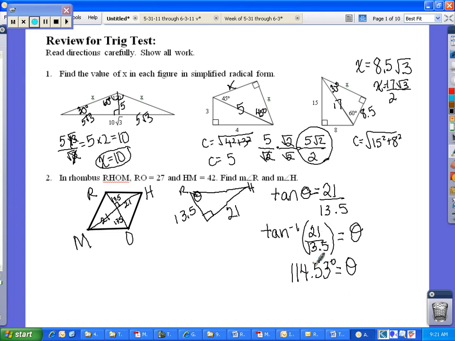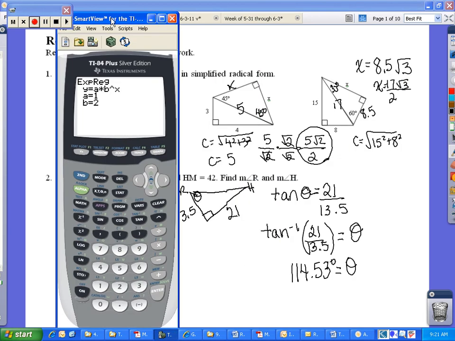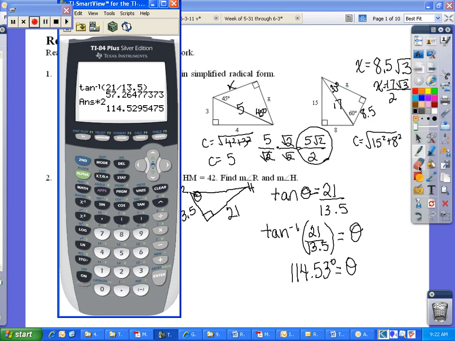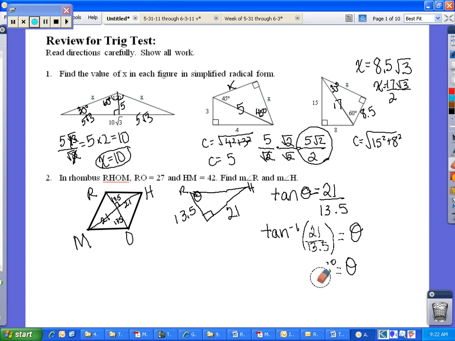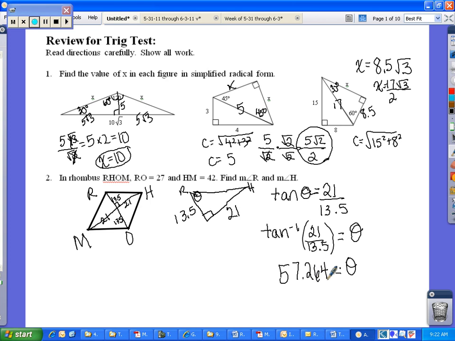All right, actually, I think that'll give you half of that first. So if you want to do, and that's actually the actual angle for angle R, if you do tan inverse of 21 over 13.5, it's going to give you 57, and then if you multiply it by 2, you'll get 114.53. So theta is actually 57.264, and then double it. Multiply it by 2, so angle R is actually equal to 114.53.